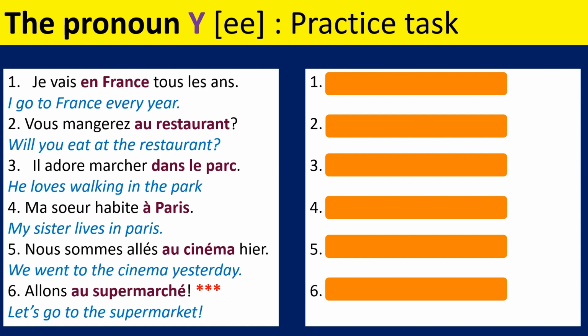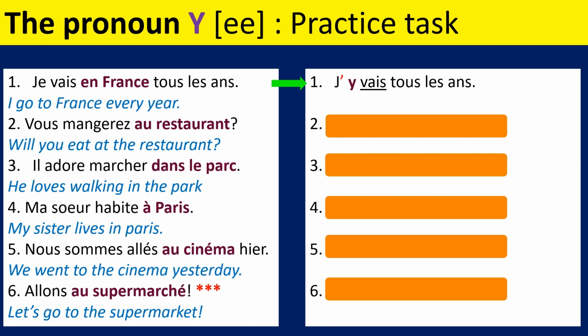Numéro 1. Je vais en France tous les ans. I go to France every year. The bit that we're going to replace is en France. Therefore, in the answer with the pronoun, we've got j'y vais tous les ans. I go there every year. Note that the E of je has vanished because it will clash with the Y of Y.